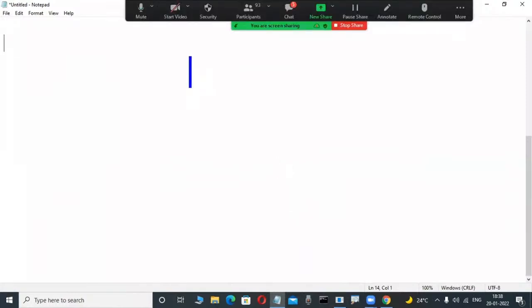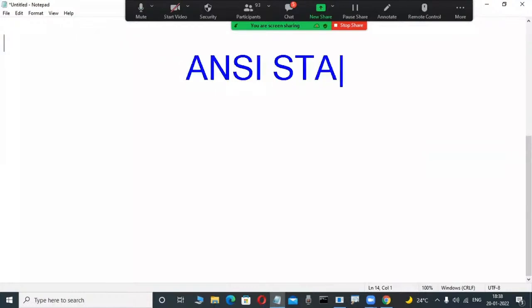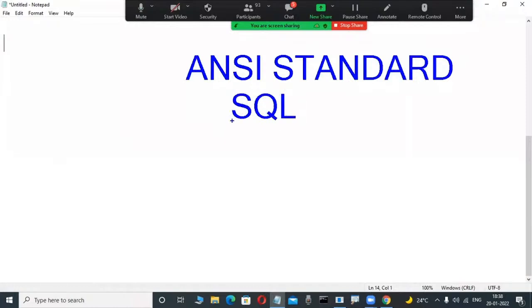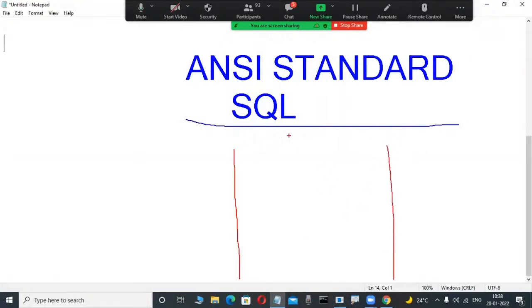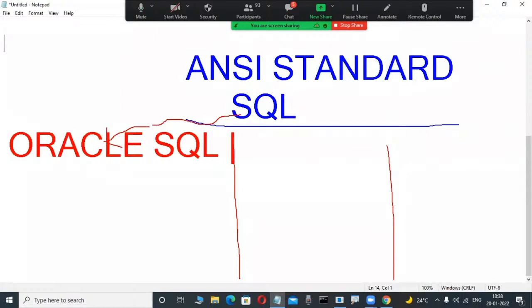SQL is an ANSI standard language. ANSI is the American National Standards Institute, defining some standards for the SQL language. This ANSI standard language is used to operate all the relational databases. I agree, but unfortunately, from this ANSI standard SQL language, Oracle Corporation created their own SQL, called Oracle SQL. That is important. So many fellows don't know that.